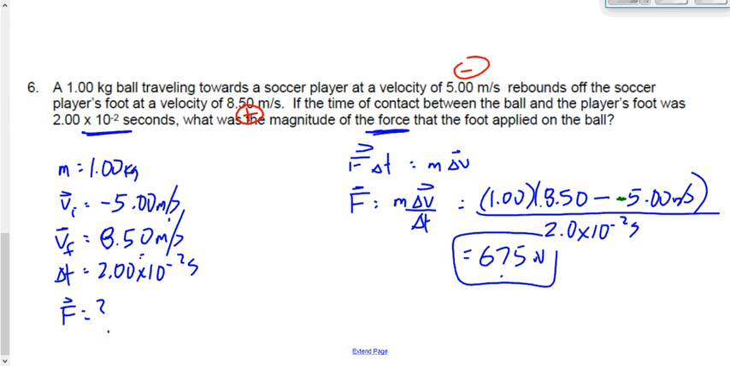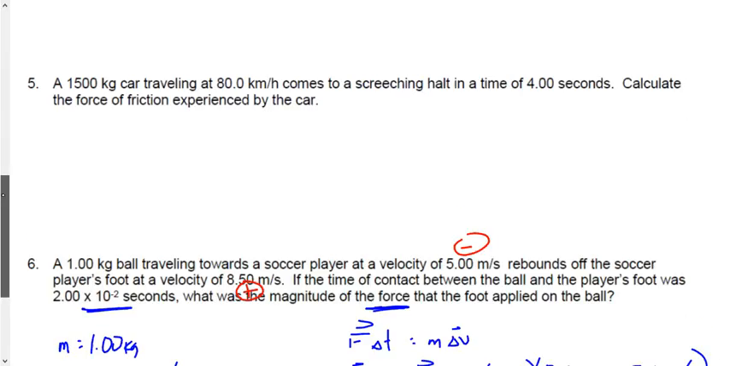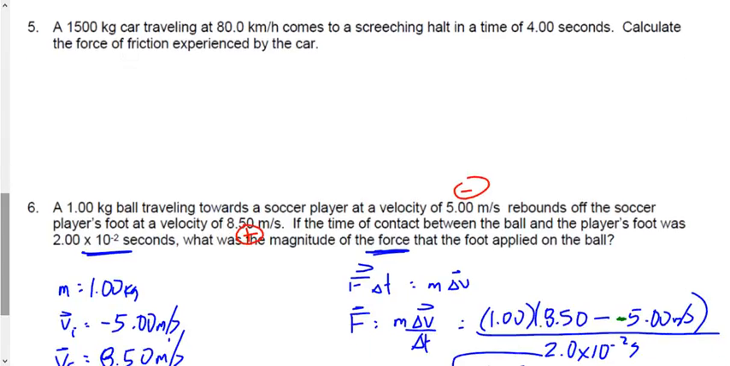Okay, new request to do question number 5, so we'll take a look at that one, and then we'll move on to 7 and 8. It says a 1,500 kilogram car traveling at 80 kilometers per hour comes to a screeching halt in a time of 4 seconds. Calculate the force of friction experienced by the car.